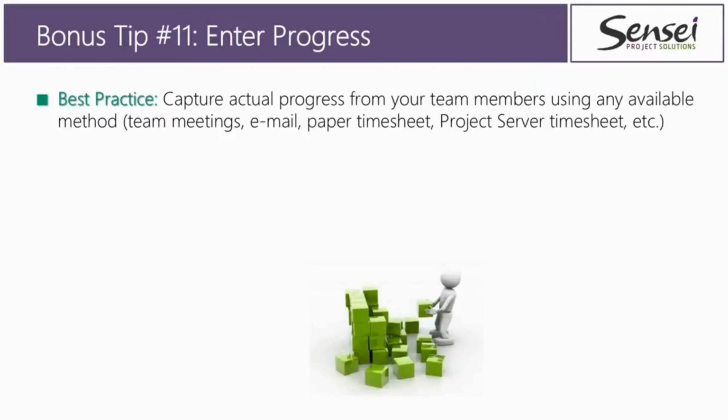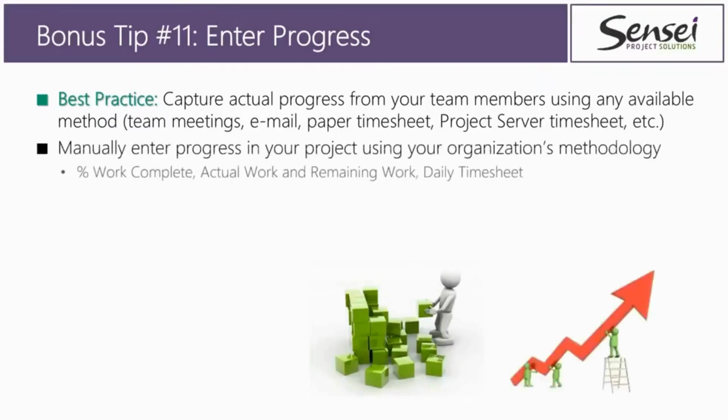So if we want to have an accurate schedule with a look ahead to see what's going on in the future of our project, we do need to first figure out how we're going to capture actual progress from our team members. We can do it a variety of ways. We can do it in team meetings, through email, through paper timesheets, through Project Server timesheets, whatever. But some way, capture actual progress from your team members and then manually enter that in your project using your organization's methodology.